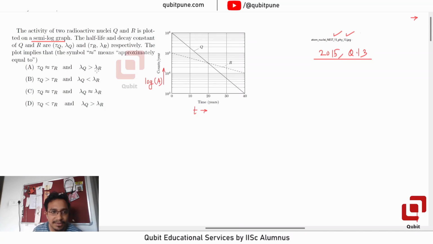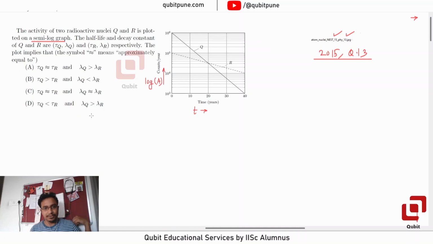and lambda Q is greater than lambda R; option B, tau Q greater than tau R and lambda Q less than lambda R; option C, tau Q is approximately equal to tau R and lambda Q is approximately equal to lambda R; option D, tau Q is less than tau R and lambda Q is greater than lambda R.